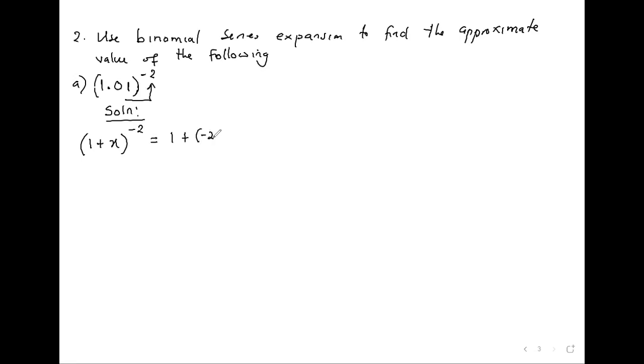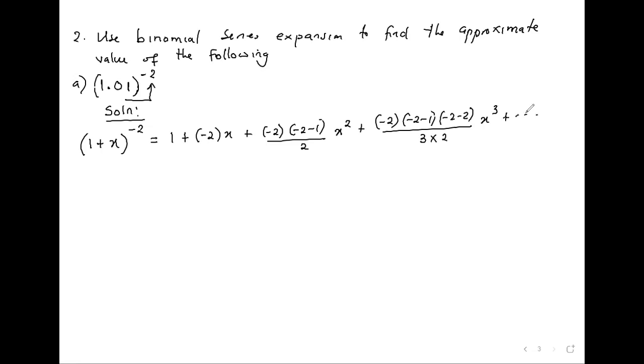So remember, -2 multiplied by x, plus (-2)(-2 minus 1) over 2 multiplied by x squared, plus (-2)(-2 minus 1)(-2 minus 2) over 3 factorial, and then x to the power 3. You end at x cubed, it's always okay because it gives us a good approximation. Then you simplify. This is 1 minus 2x.